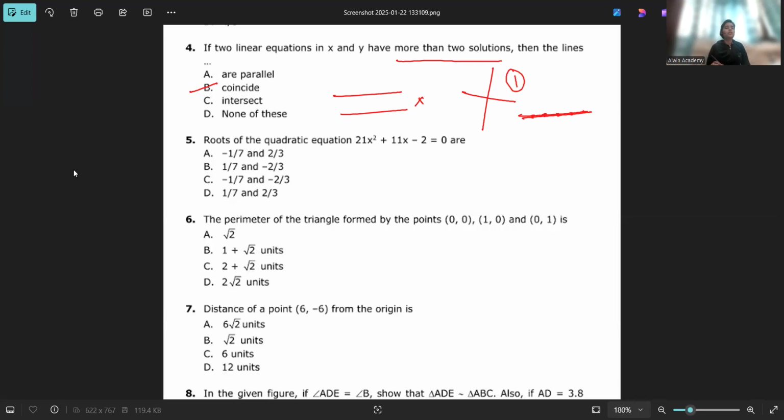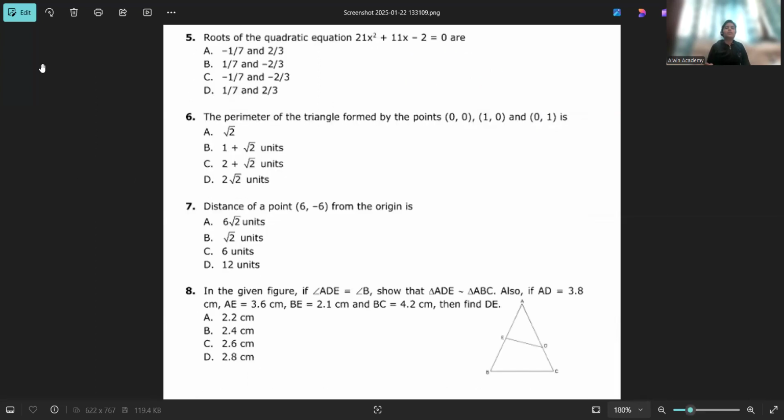Going to the next question, the roots of the quadratic equation 21x squared plus 11x minus 2 are. We can simply do middle term splitting here. 21 times 2 is 42, and I have to make 11 from factors of 42. So I can use 14 and 3. So plus 14x minus 3x, 21x square and minus 2 remain the same. Herein I can take 7x common, 3x plus 2 minus 1 into 3x plus 2. Hence the factors become 7x minus 1 into 3x plus 2.